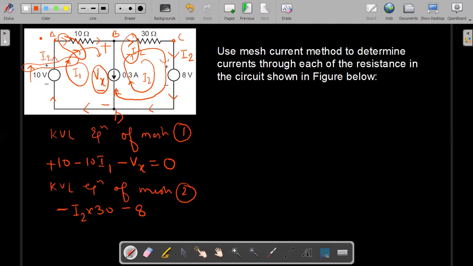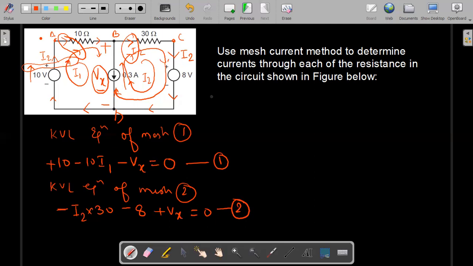So the current is from minus to plus, and we know that across a voltage, if the direction is from minus to plus, and this is matching here, so it will be taken as plus Vx and equal to 0. So let us say these are two equations. This is equation number 1 and this is equation number 2.